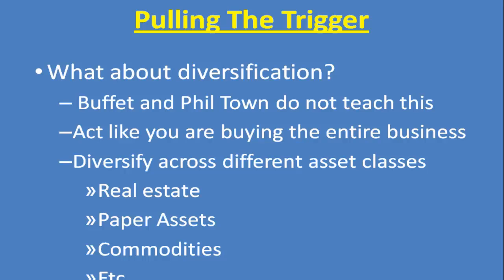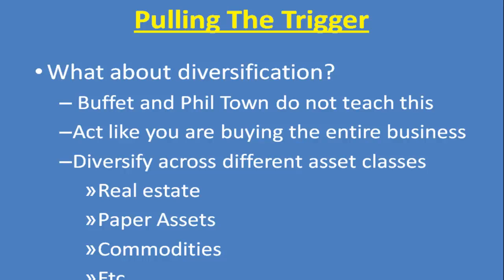Now, let's just address diversification really quickly here. Buffett and Phil Town, they do not teach this. And I just went over why they don't teach that. You want to act like you're buying the entire business. Now, when most people talk about diversification, they talk about diversification in, let's say, one asset class for paper trading. They're saying, hey, well, if you're in the tech industry, you also should be in the automotive industry. You should have some mutual funds. You should have some futures. That's what they're talking about, diversification within one asset class.